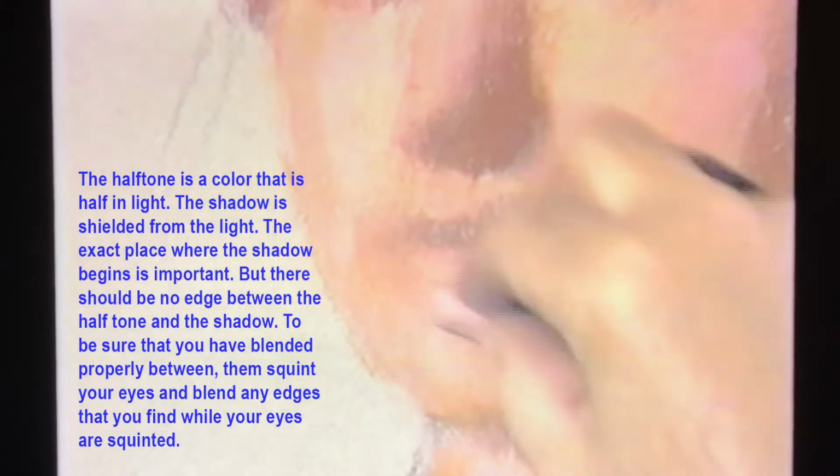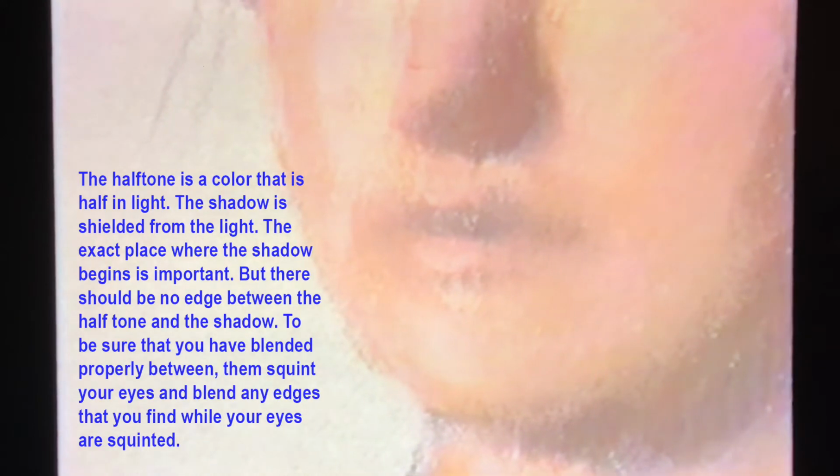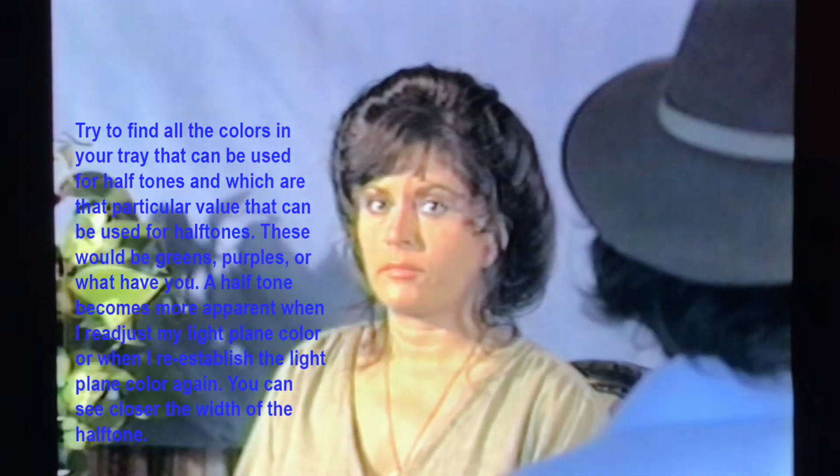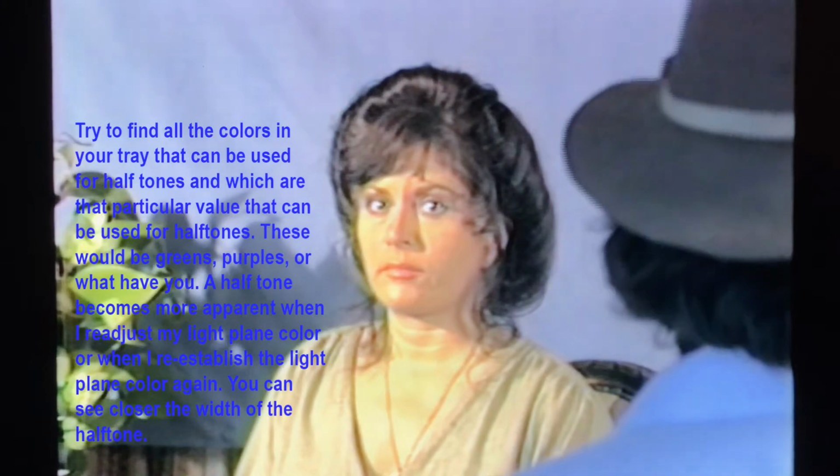The shadow is shielded from the light. The exact place where the shadow begins is important, but there should be no edge between the halftone and the shadow. To be sure that you've blended properly between them, squint your eyes and blend any edges that you find while your eyes are squinted. Try to find all the colors in your tray which can be used for halftones, and which are that particular value, which would be greens, purples, what have you.